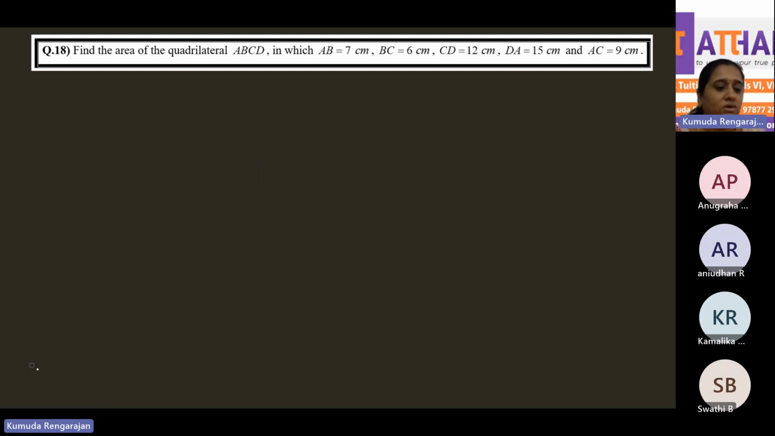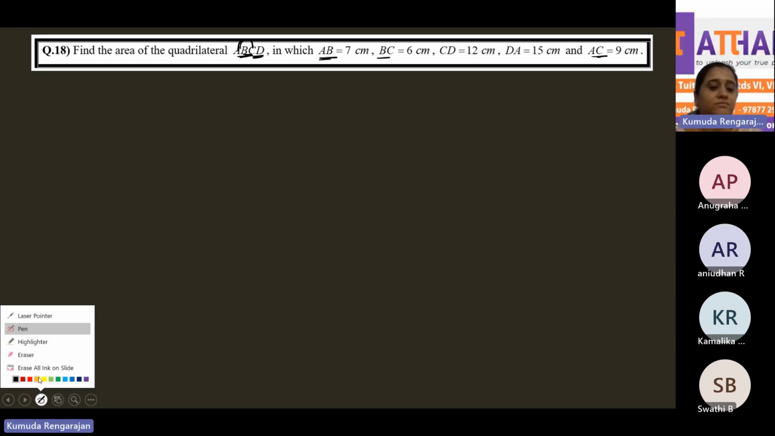Okay, now in the information given, look at the board, all of you. AB is what? Side or diagonal? AB is a side. BC also a side. Then CD is also a side. DA is also a side. What about AC? AC is a diagonal. It's not a side. AC is a diagonal. Yes or no? Don't take it as another side. It's a diagonal. Understand, all of you? Okay.